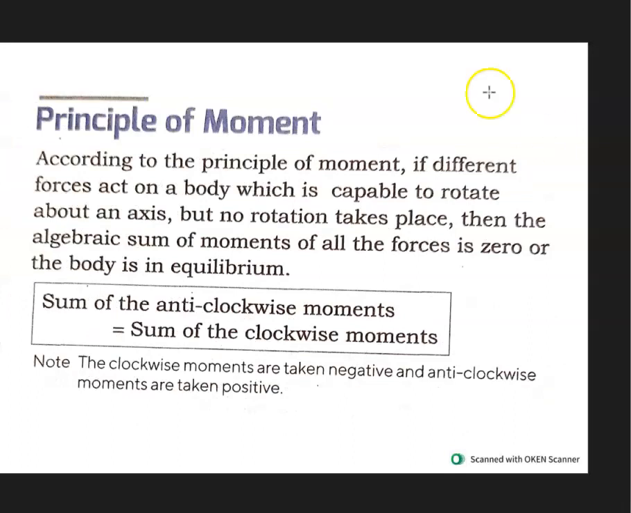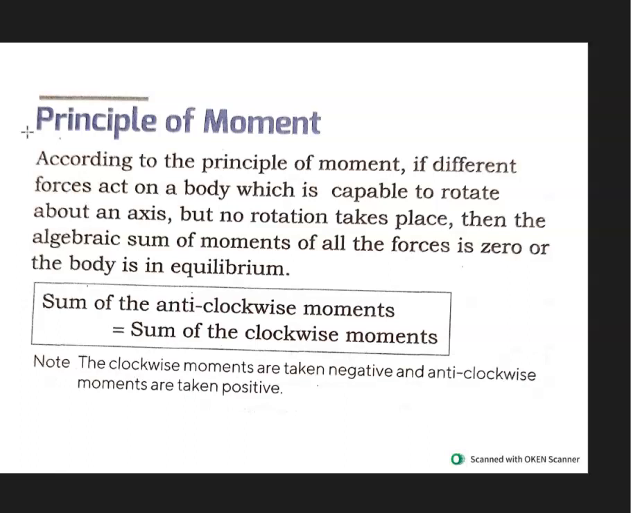So according to the principle of moments, if there are different kinds of forces acting on a body which is capable of rotating about an axis, but there is no rotation taking place, then we say that the sum total of anticlockwise moments is equal to the sum total of clockwise moments. Again, we consider the same example of a beam balance. If the anticlockwise moment is equal to the clockwise moment, then the beam balance would be balanced.